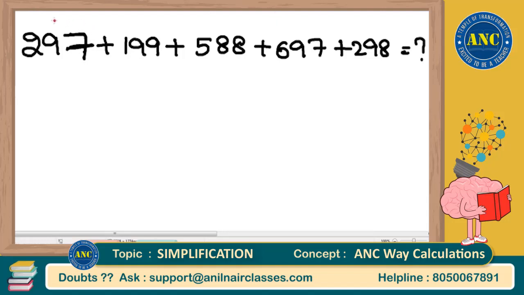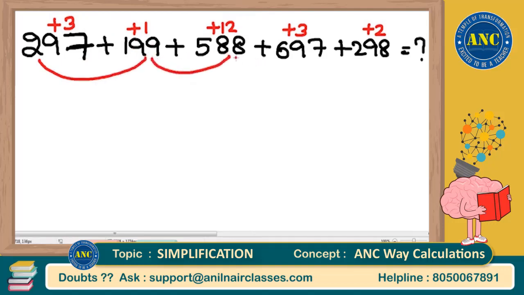Very, very easy, sir. I want to make it a beautiful number. 300. Add 1, 200. Add 12, 600. Add 3, 700. Add 2, 300. Right? Now if I add all these things, can I say that 300 plus 200 is 500, 500 plus 600 is 1100, 1100 plus 700 is 1800, 1800 plus 300 is 2100.